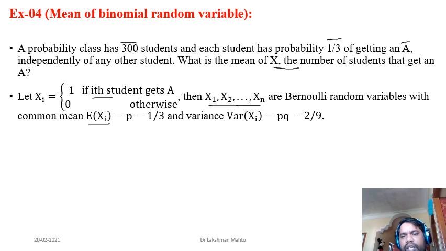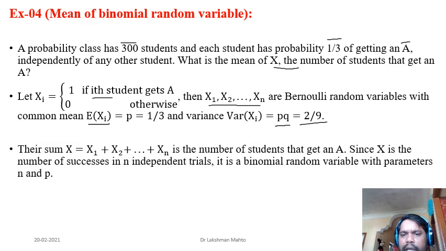And what is the variance? Variance is just the product of the probability of success and the probability of failure. Probability of success is 1 by 3, probability of failure is 2 by 3. If you multiply them, this is the variance. So it is very easy to calculate the mean and variance of a Bernoulli random variable.